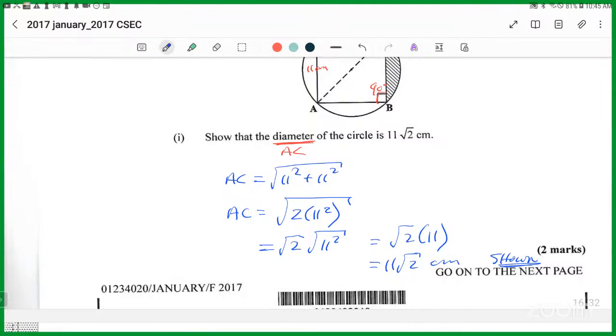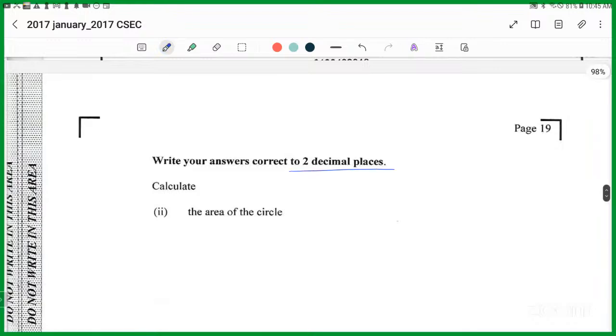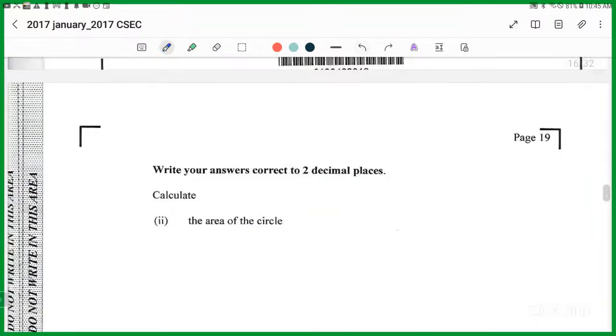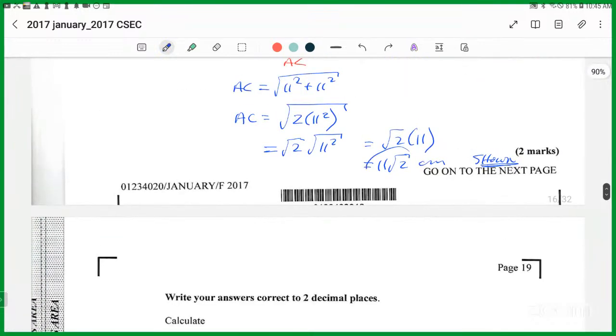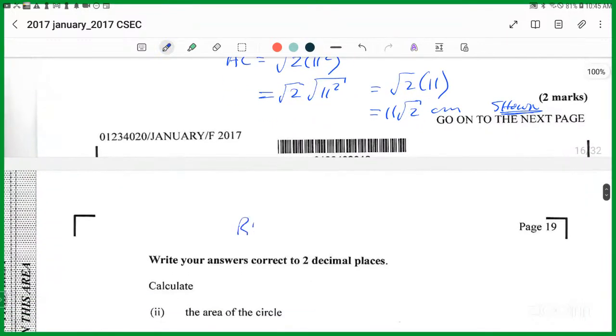Next part now says, write your answer correct to 2 decimal places. The area of the circle. All right, so the diameter is this. So the radius is half of that. All right, so since the diameter is that, the radius.